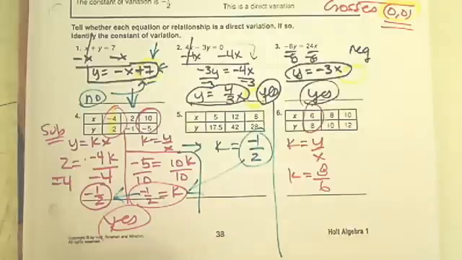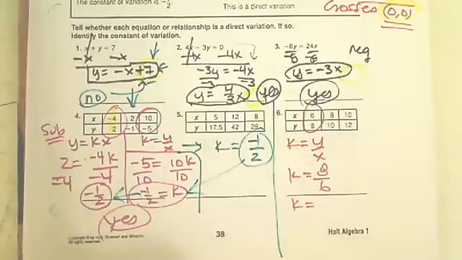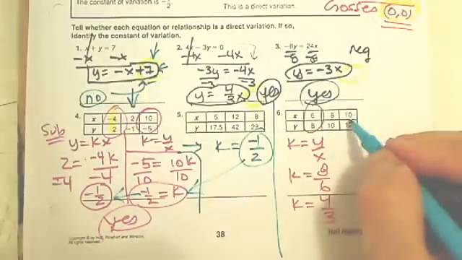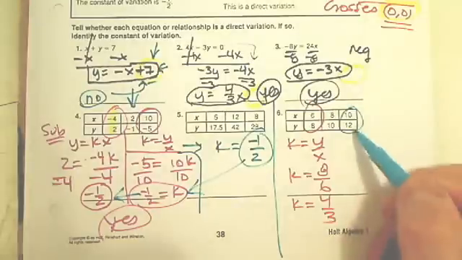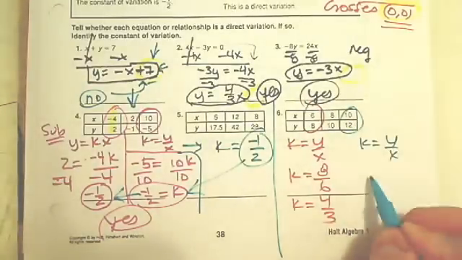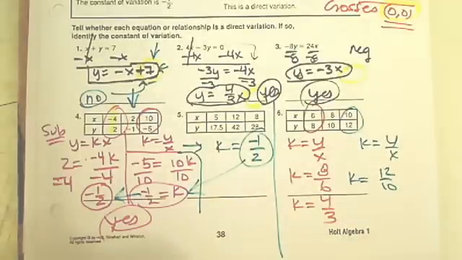8 over 6, which reduces down to 4 over 3. Okay. Do the second one. Pick another point. 10 over this point right here. So same thing, y over x. 12 over 10. 12 tenths reduces down to.